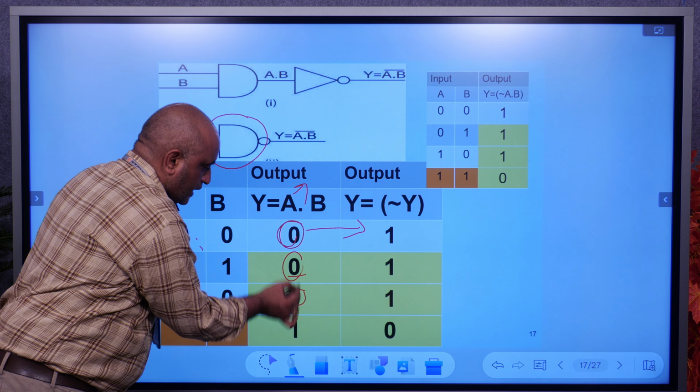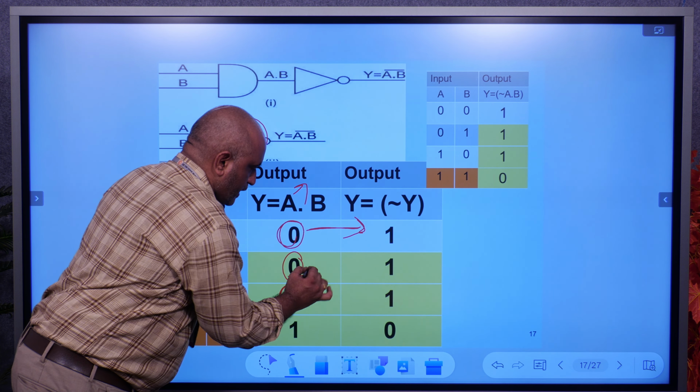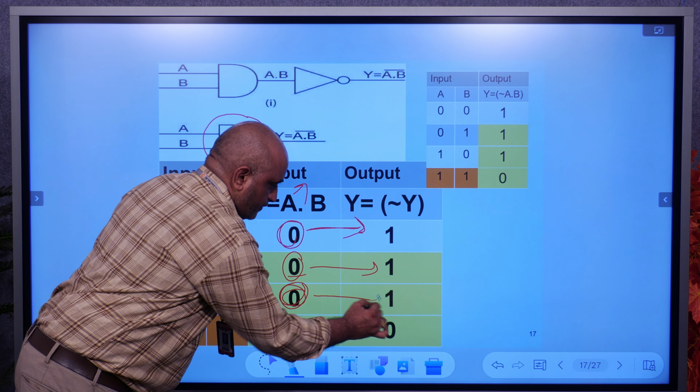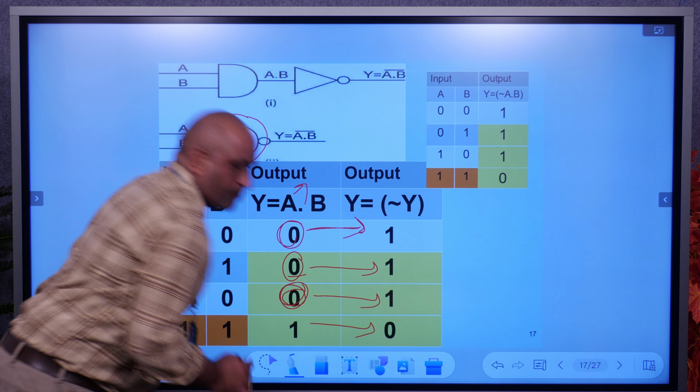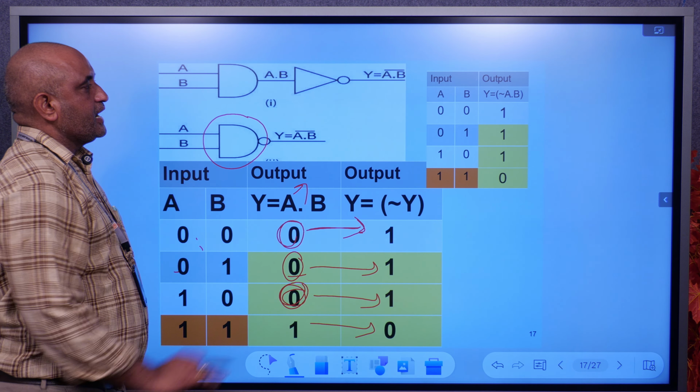Suppose in the case where three outputs are zeros: 0 is converted into 1, 0 is converted into 1, 0 is converted into 1, and 1 is converted into 0, because of the inversion of the output. This is nothing but a NAND gate.